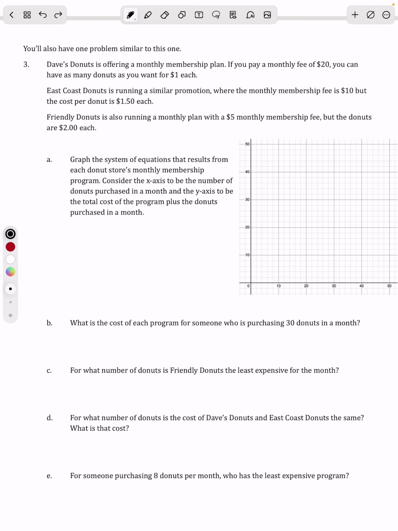Anyway, so Dave's Donuts, he's got a fixed cost of $20, and the donuts are $1 each. That's the variable cost, so plus 1x.